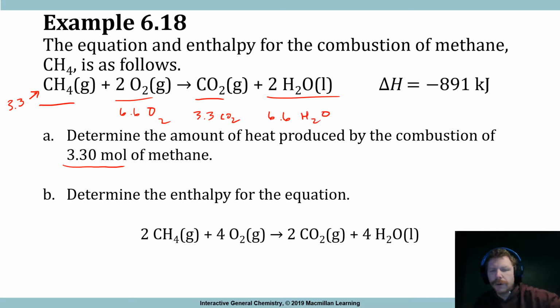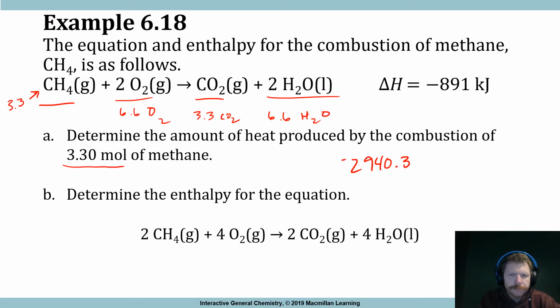So the amount of heat produced, I got to get my phone out for my calculator here. 891 times 3.3 equals negative 2940.3. Then it tells us for option B, determine the enthalpy for the equation where we basically double everything. I tell you this, it's not a very creative question. 891 times 2. Delta H equals negative 1782. Okay.